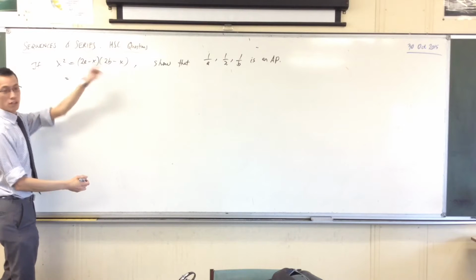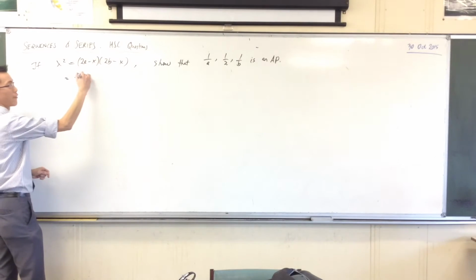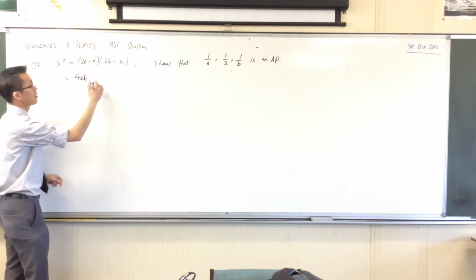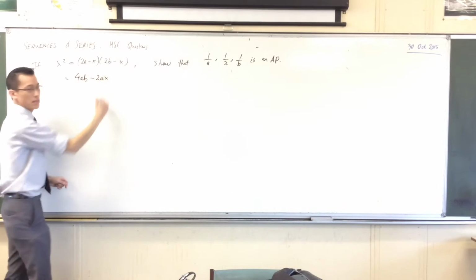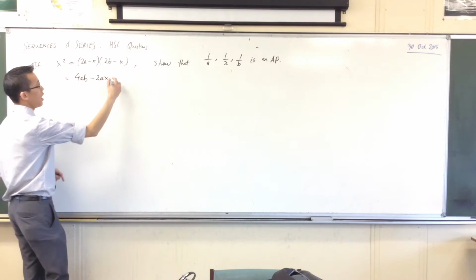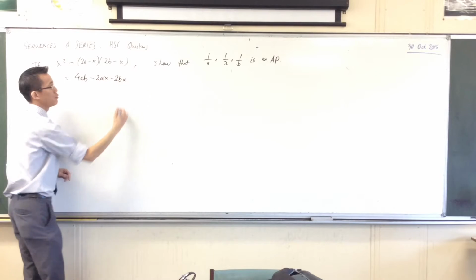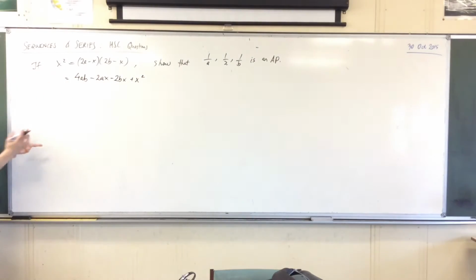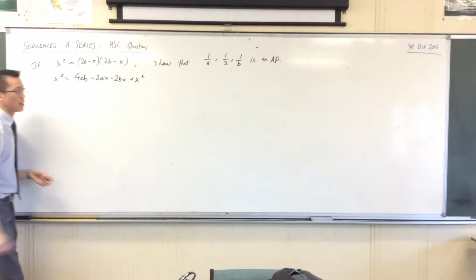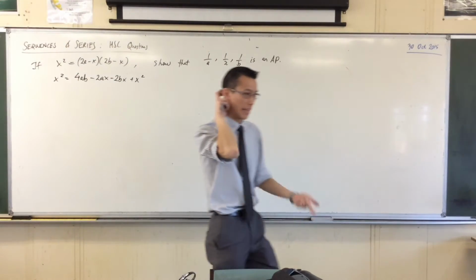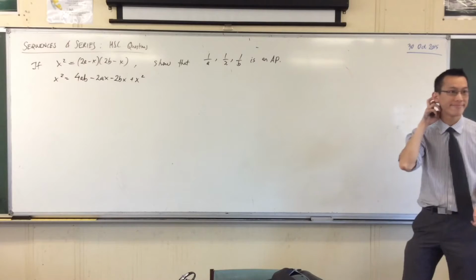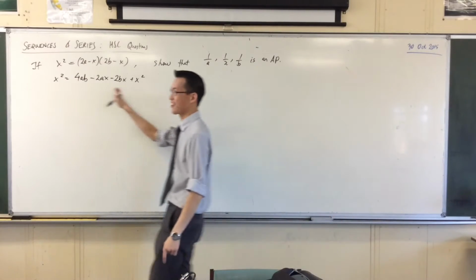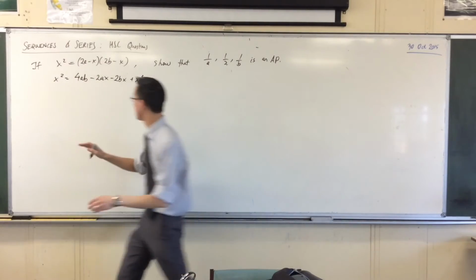I'm going to do the pairing up of the terms. So it looks like I get 4ab, minus 2ax. You happy with that? Take away 2bx and plus x squared because of the double negative. Yep, happy so far? That's that, okay? Any suggestions? Now what? Get rid of the x squared. Okay, good. Same guy on both sides, so let's just clear him off.